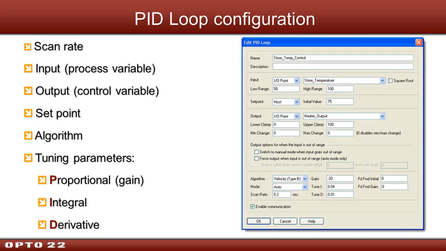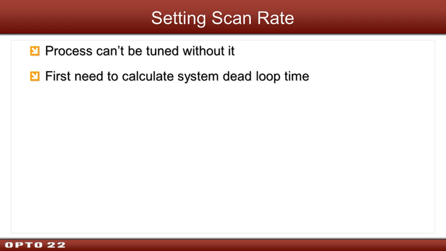And as I said, we're going to break each of these down and look at each one of them. So let's start with the very first one there that we listed, setting the scan rate. Your process really can't be tuned without it. You're going to need some value in the scan rate. Opto defaults to 1 second, I believe, because you need to specify how often you're going to be doing the algorithm. And part of setting the scan rate is understanding your process to the point where you can understand the dead loop time.